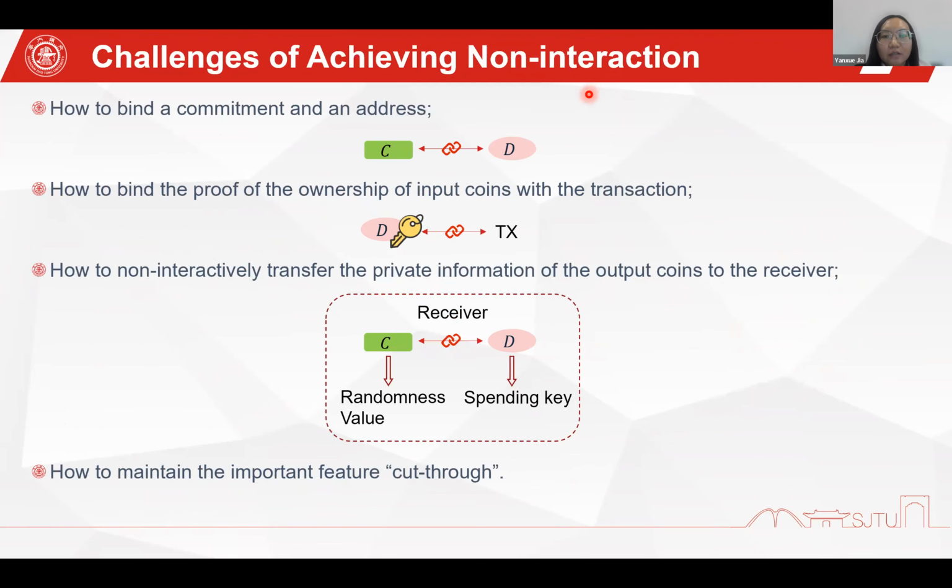Given the initial idea of adding an address to achieve non-interaction, there are also some challenges. First, how to bind a commitment and an address. Second, how to bind the proof of the ownership of the input coins with the transaction, and how to non-interactively transfer the private information of the output coins to the receiver. Finally, how to maintain the important feature, cut-through.